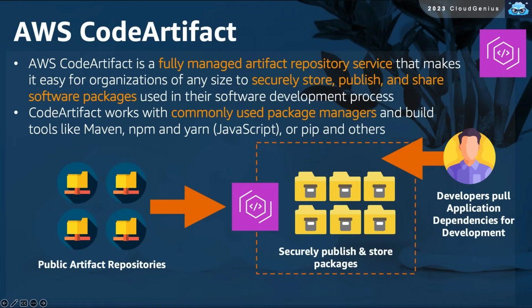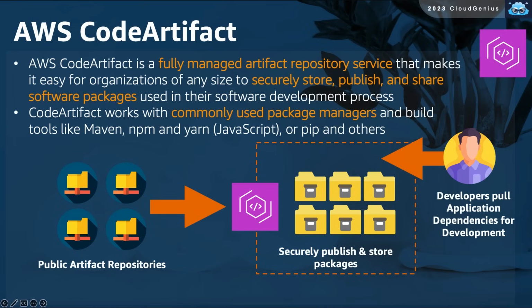AWS Code Artifact is a secure, fully managed artifact repository service provided by Amazon Web Services. It enables organizations to store, publish, and share software packages used in their software development processes. With AWS Code Artifact, developers can easily and securely store and manage artifacts, such as dependencies, libraries, and container images. It integrates seamlessly with popular package managers like NPM, Maven, and pip, making it effortless to fetch and publish artifacts.